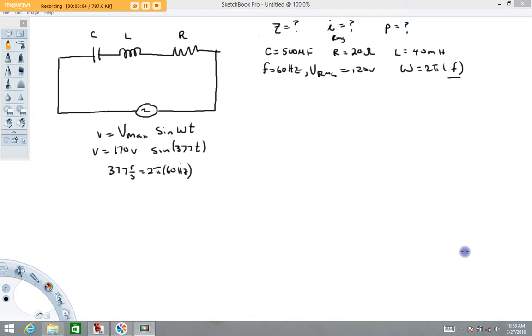The purpose of this video is to demonstrate how to use phasor diagrams to analyze an LRC circuit. So what we're going to do here is assume a standard United States voltage source is hooked to a capacitor, an inductor, and a resistor in series.